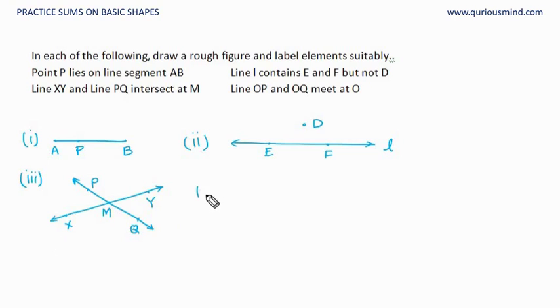And the last one, line OP and line OQ meet at O. So let's draw two lines. So let's say this is line OP, this is line OQ, but it meets at O. So the intersecting point is O. So this is O, and let's say this is my P and this is my Q. So line OP and line OQ, and they meet at point O.